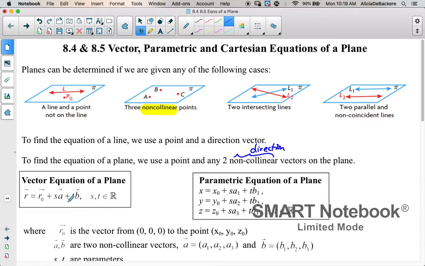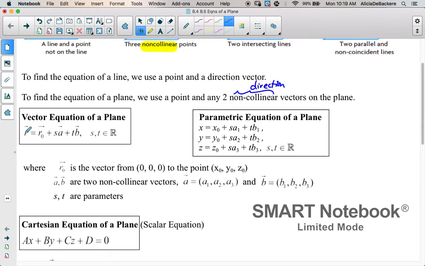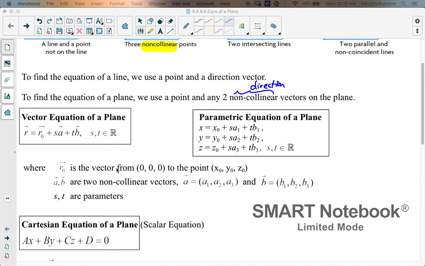And so my first equation of a plane is, again, I've got the r vector is equal to r naught plus, and so r naught, again, is going to be the vector from the origin to some point on the plane. So the head of the vector is a point on the plane. You could think of r naught as a point if you want. And then we're going to have two non-collinear vectors, or two direction vectors. So we'll have two parameters for that. So s times the first direction vector, and then t times the second direction vector. So you see here, we're using lowercase a and lowercase b as our direction vectors instead of m.